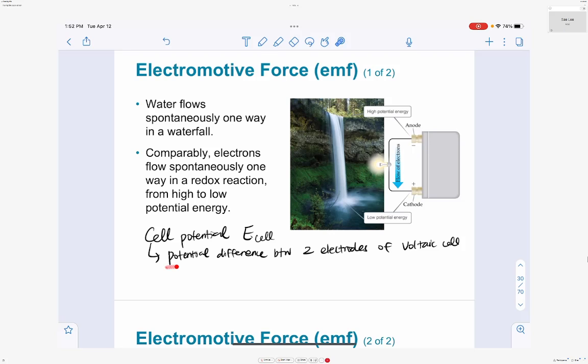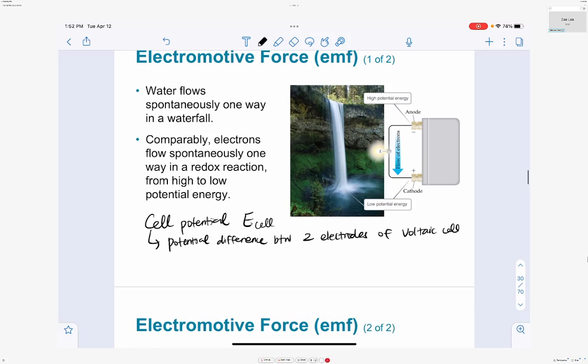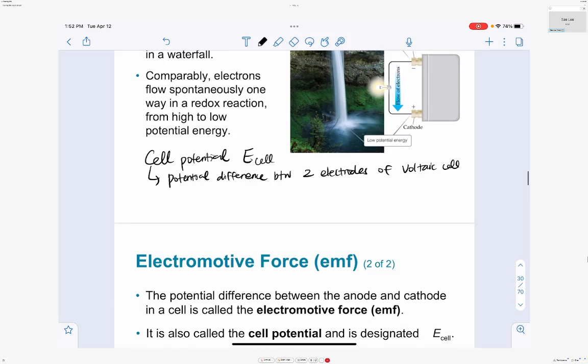Because of this potential difference, it provides a driving force that pushes electrons through the external circuit. This force is also called electromotive force. The driving force.